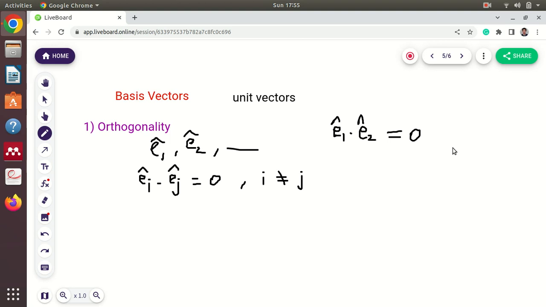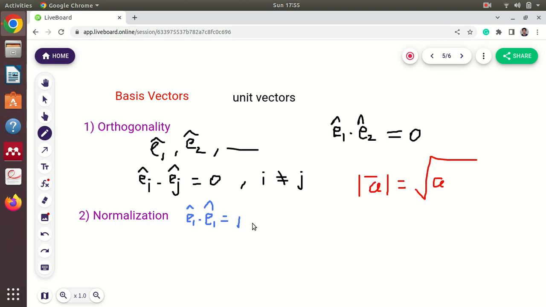Then we will see another property which is called normalization. So here we can have a dot product of the vector with itself. So what is this? This is e1 cap dot e1 cap, and this is equal to 1. So this is called a normalized vector. So e1 is a normalized vector. So first of all, we will see what normalization is, or what the norm is. So norm is nothing but the magnitude of a vector. Here you can see we write the vector in the modulus.